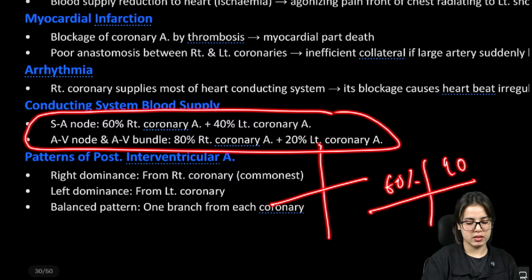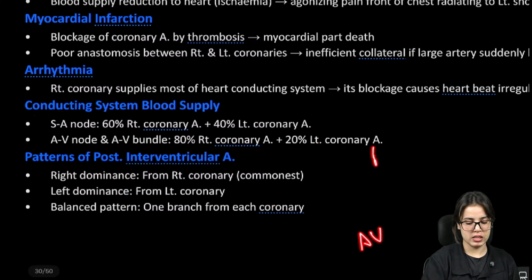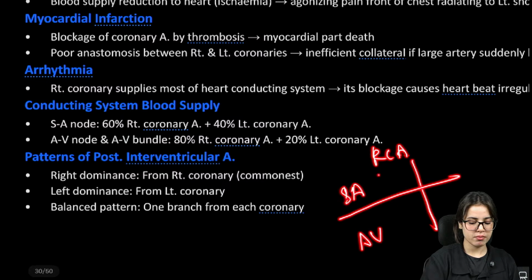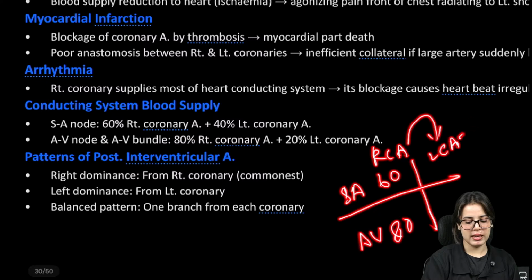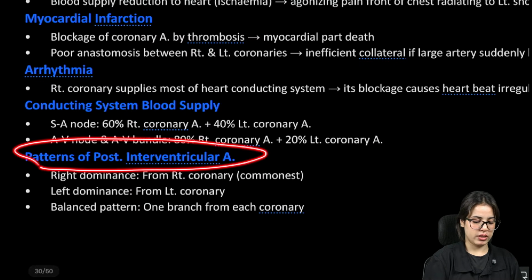60%, 40%, 80%, 20%. Why 60? Because SA node of RCA, and why 80? Because AV node of RCA. So if you know of RCA, then you know of LCA. LCA, or to be precise, circumflex artery. Patterns of posterior interventricular artery.